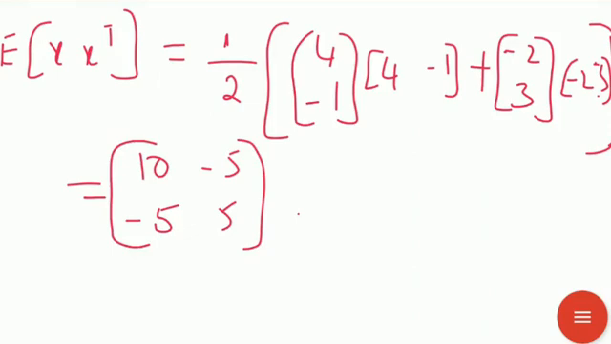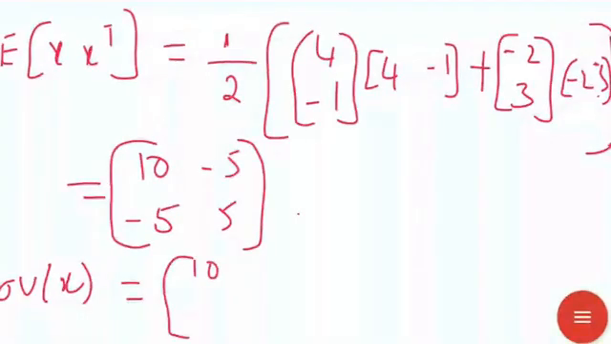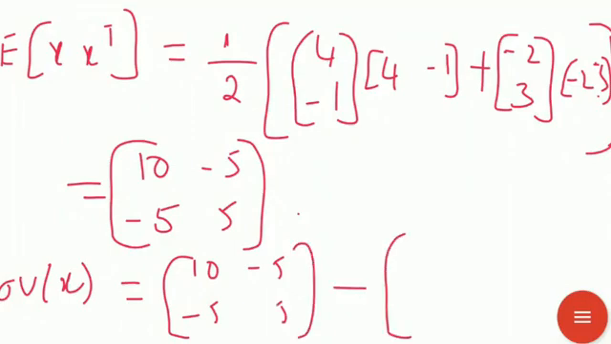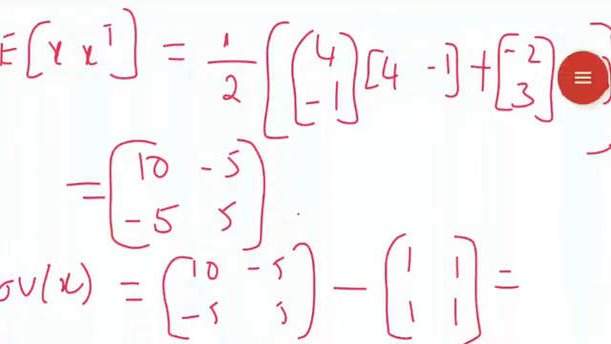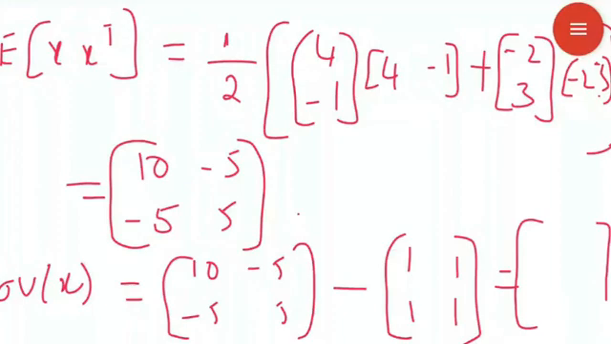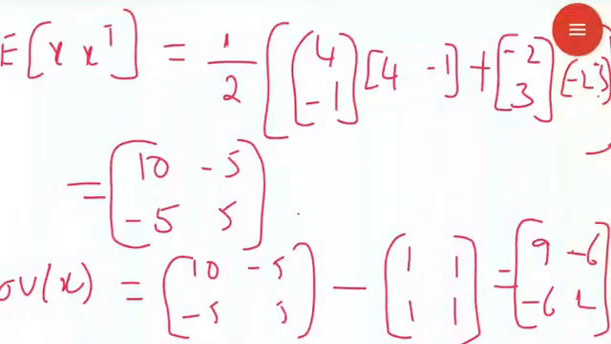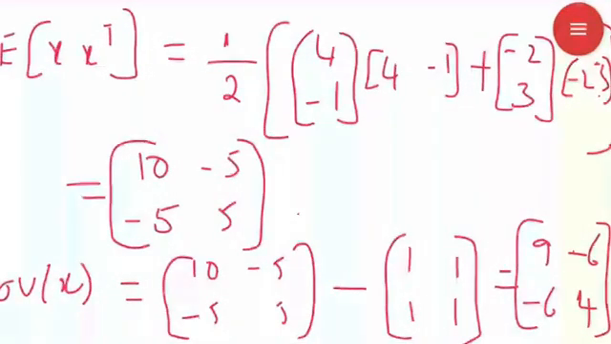Now COV of x is equal to, what is that? Here, take this expected value of x x transpose and then do the subtraction with the mean term. Then you can get the answer [9, -6; -6, 4]. So this is the COV of x.